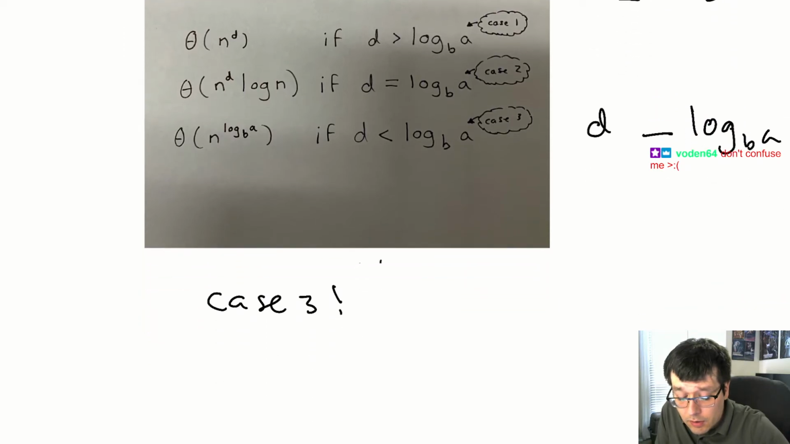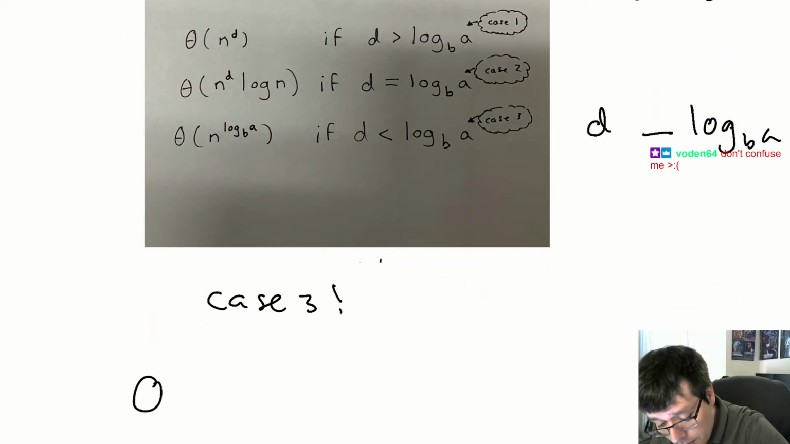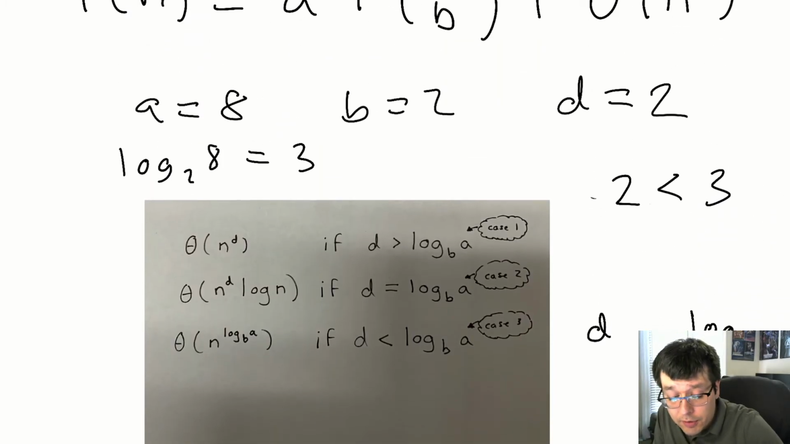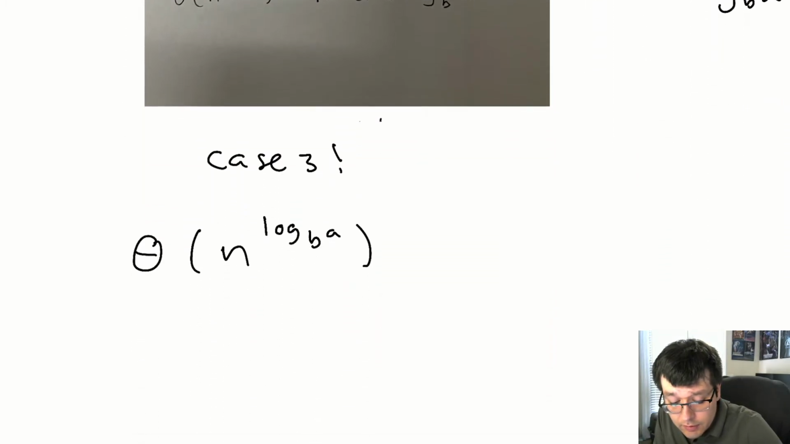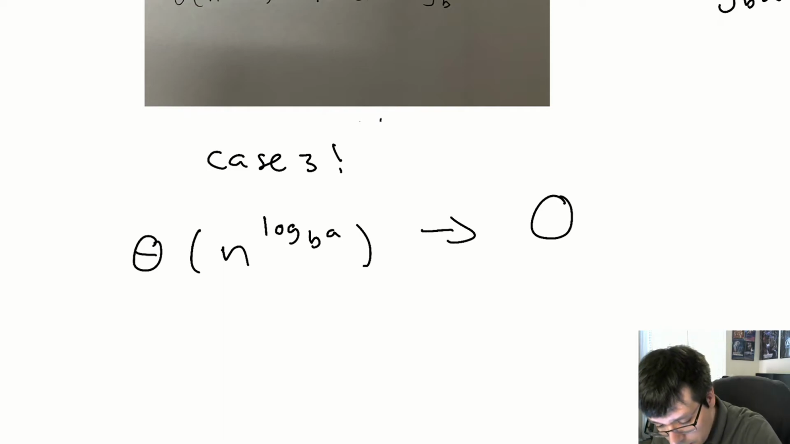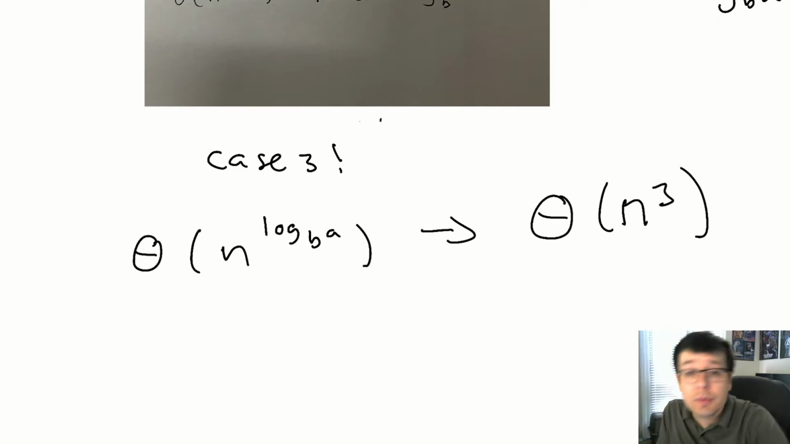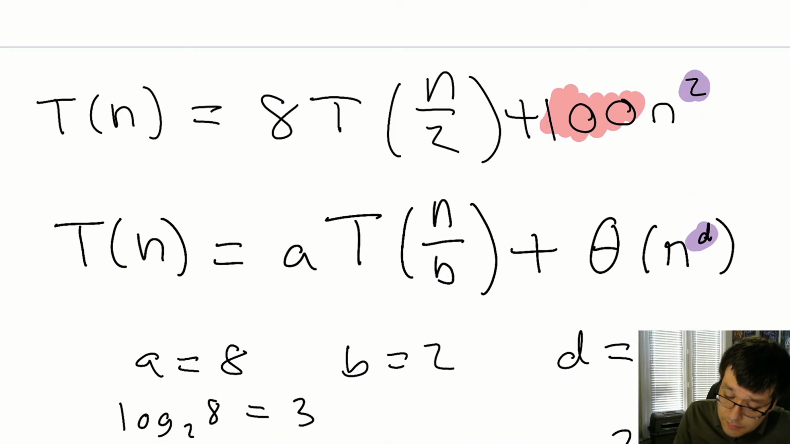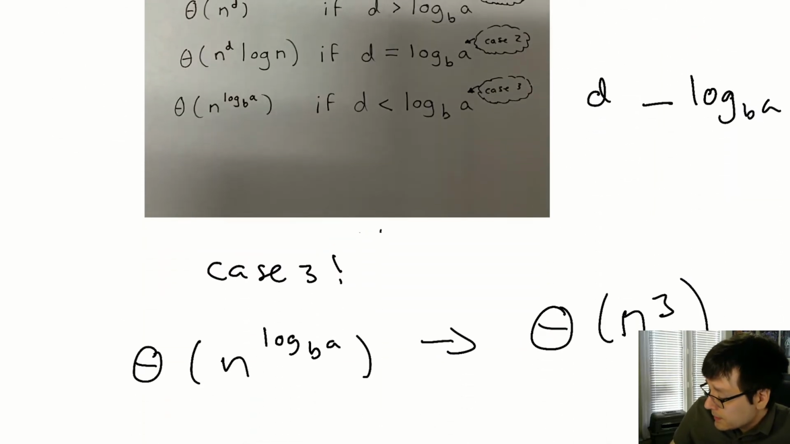Okay, so now that we know it's case 3, then we know the solution is literally going to be n to the log base b of a. And we know what log base b of a is because we computed it earlier. That's just 3. So this becomes n cubed. And there you go, that's your solution. This is wrong. I put case 1 in here for some reason. I don't know, but it's okay.